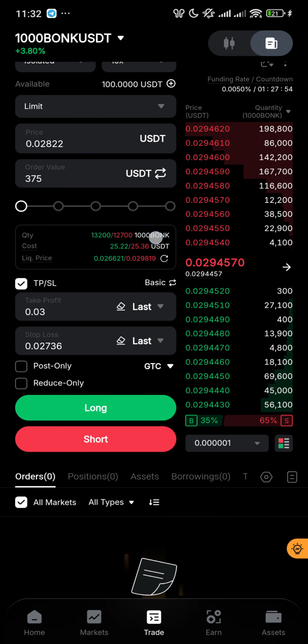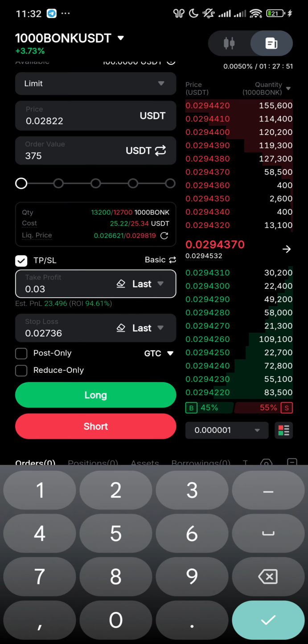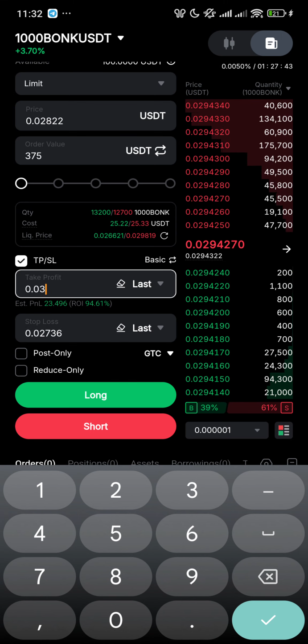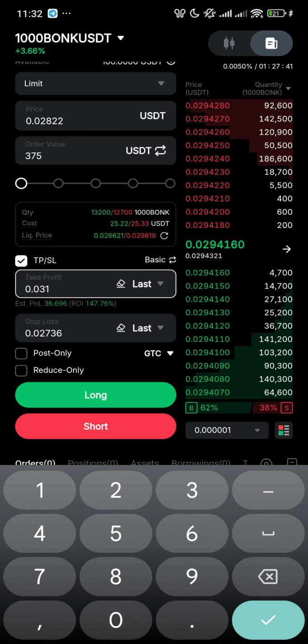My stop loss is still far. So how much am I making? You can see the amount I'm making is $23 for this first entry. We've not even looked at our second TP and third TP. So let's see the second TP, which is 3.1. We are making $36. Let's look at the third TP, which is 3.250. I'm making $56. You can see.